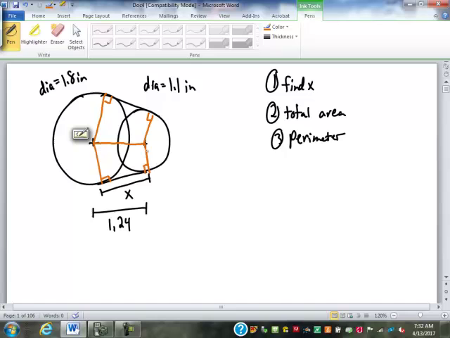If I connect the centers here, this, of course, is 0.55. Where'd that come from? Half of the diameter, 1.1. This is, of course, over here, this one is 0.9. Half of the 1.8 diameter. So that's not a rectangle right now because those opposite sides are not the same length.